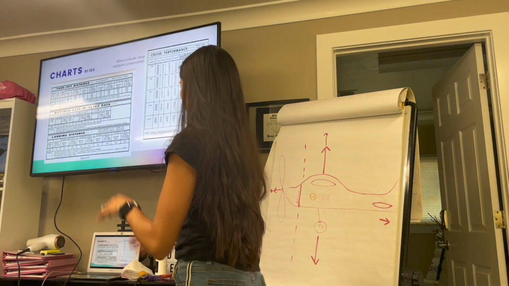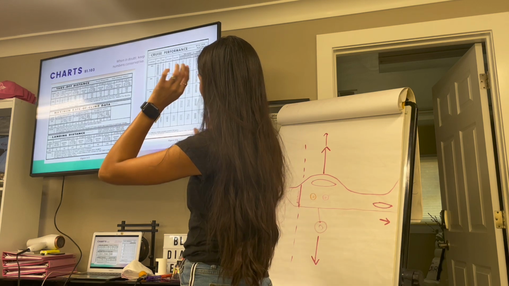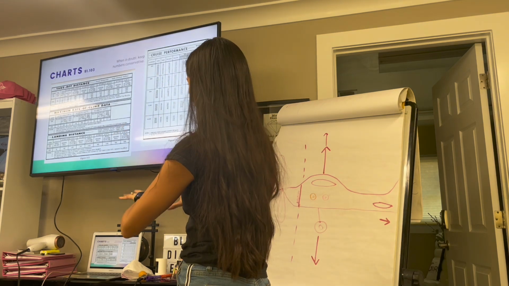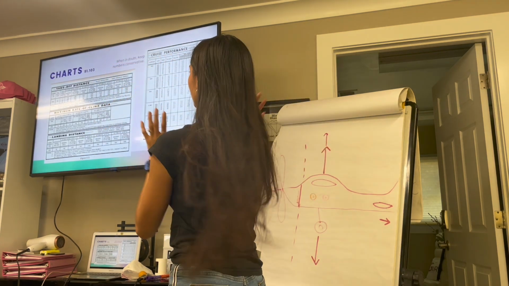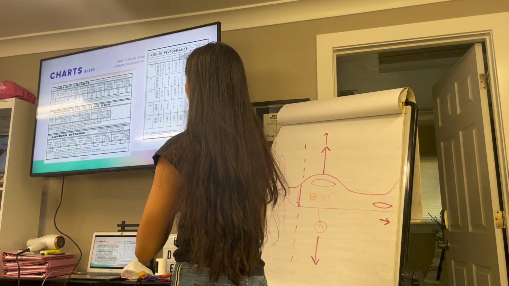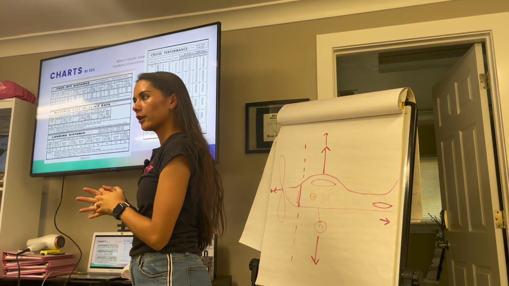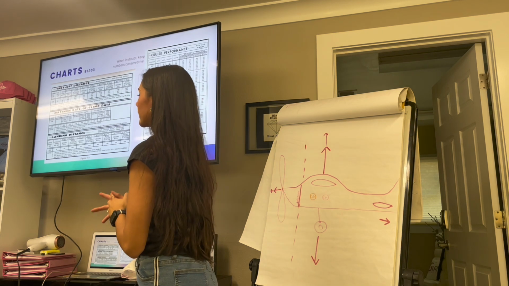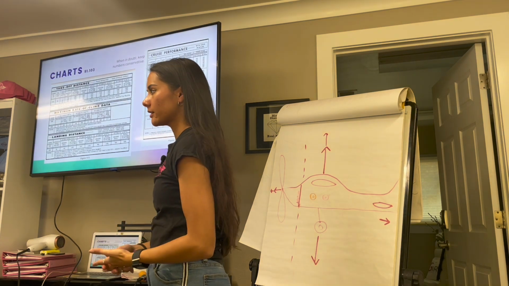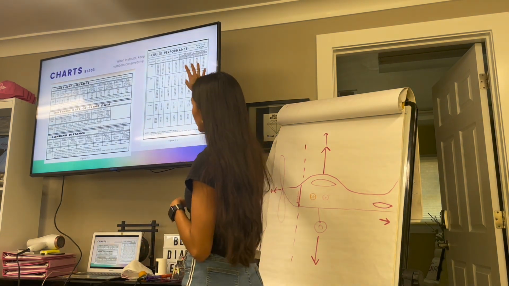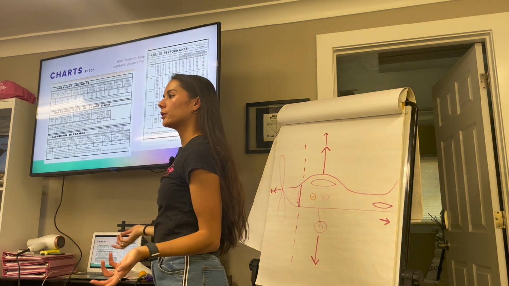Okay. Now we're talking about performance. So these are your performance charts. We'll just do one quickly. This is in the POH. Every POH has a performance chart for takeoff, for your rate of climb, for your landing distances, for your cruise performance. Cruise performance you care about because you want to know how much fuel per hour am I going to burn.